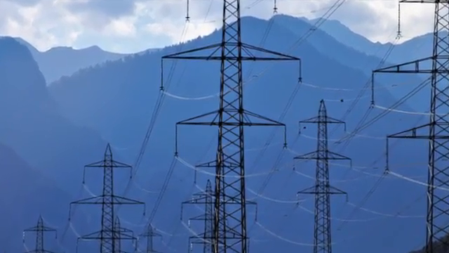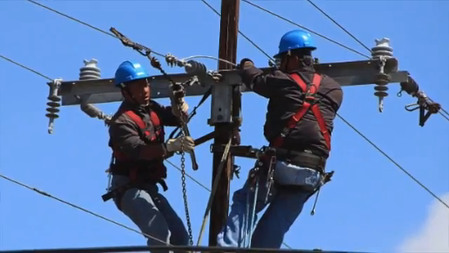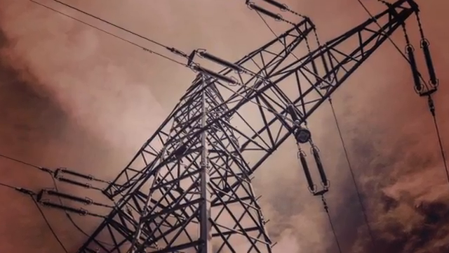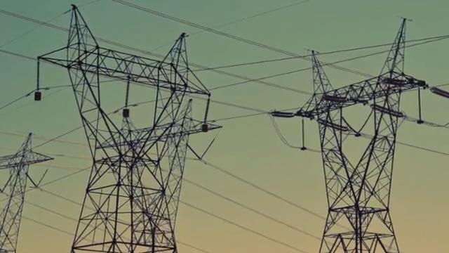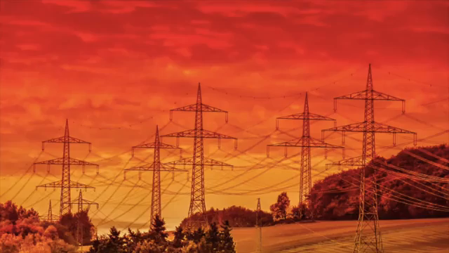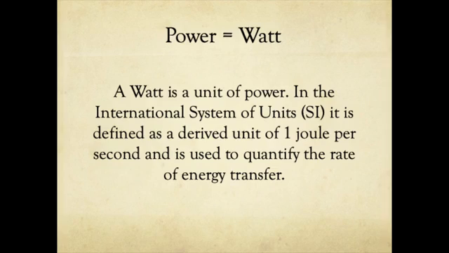Okay, as we already mentioned electricity, now we're going to take a look at how we measure power. And of course, power is measured in what we call a watt. So, what is a watt? A watt is a unit of power for the metric system. It's defined as a derived unit of 1 joule per second and used to quantify the rate of energy transfer.